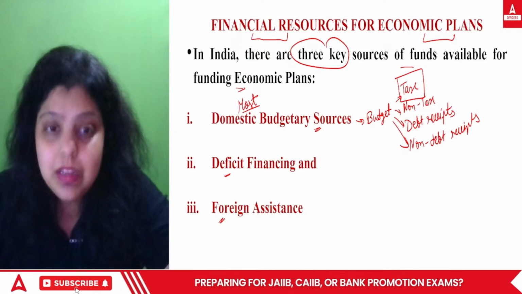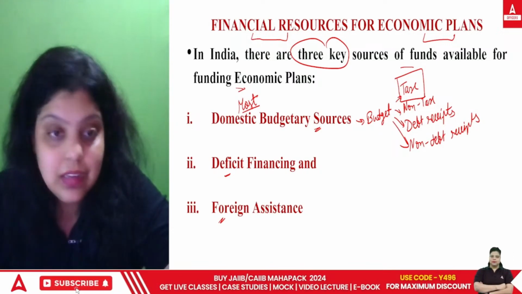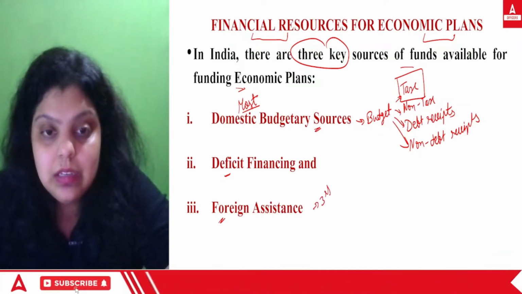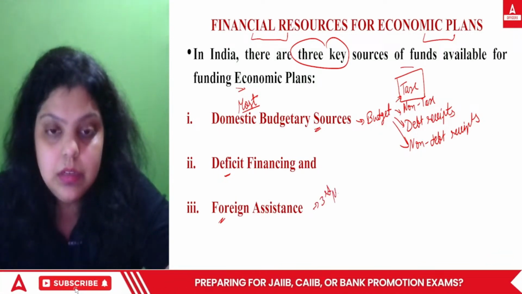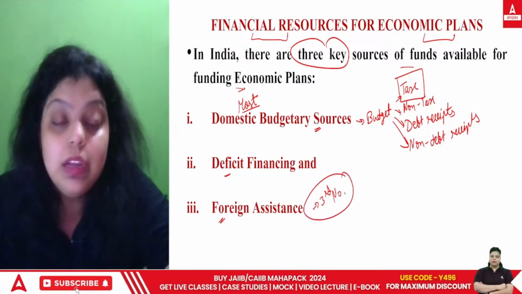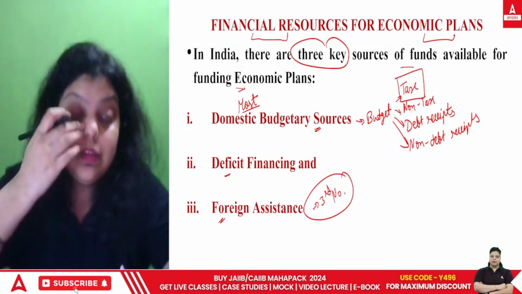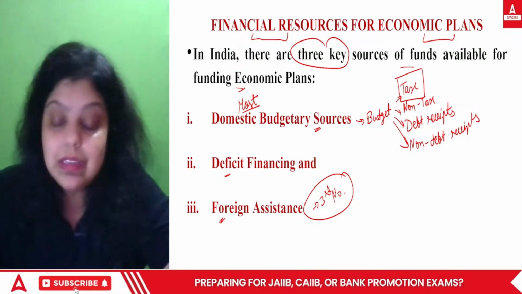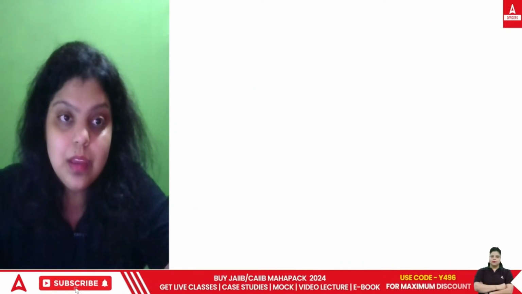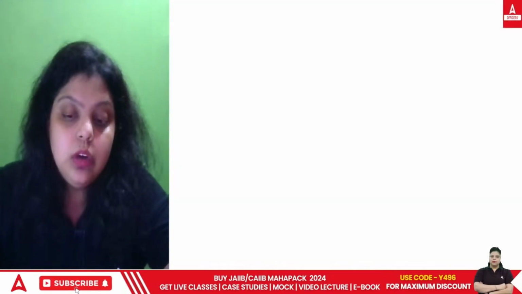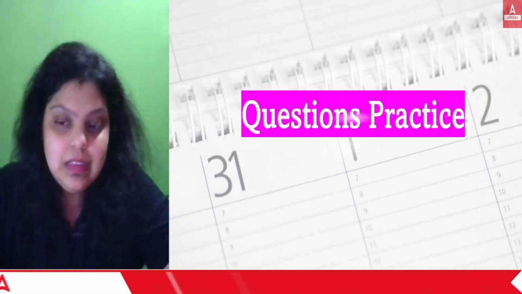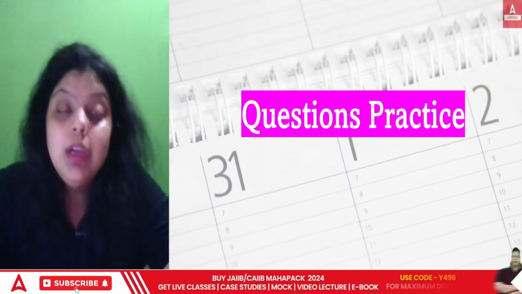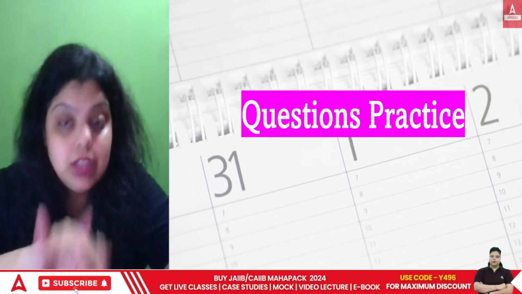You are getting capital from foreign sources, you are getting foreign grants, let's say for example, that's foreign assistance. And this comes at the third number, which helps the government to raise capital for economic planning. Okay, so the sequence is very important. First will be your domestic budgetary source, second will be your deficit financing, and third will be your foreign assistance. Okay, now, this was everything we have discussed till now about economic planning in India as well as NITI Aayog. So do remember all these things. In today's session, three questions are there.